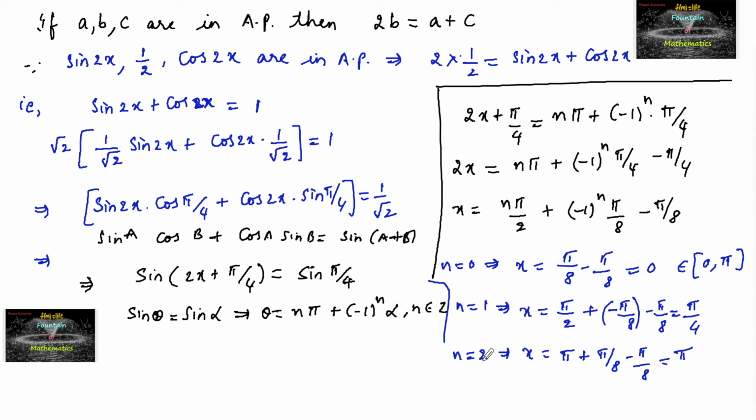If I consider n is equal to 3, we get 3 pi by 2 minus pi by 8 and again minus pi by 8, which will be more than pi. So n is equal to 0, n is equal to 1 and n is equal to 2 give three values: x is equal to 0, x is equal to pi by 4 and x is equal to pi. So these are the three solutions in 0 to pi. Okay, thank you.